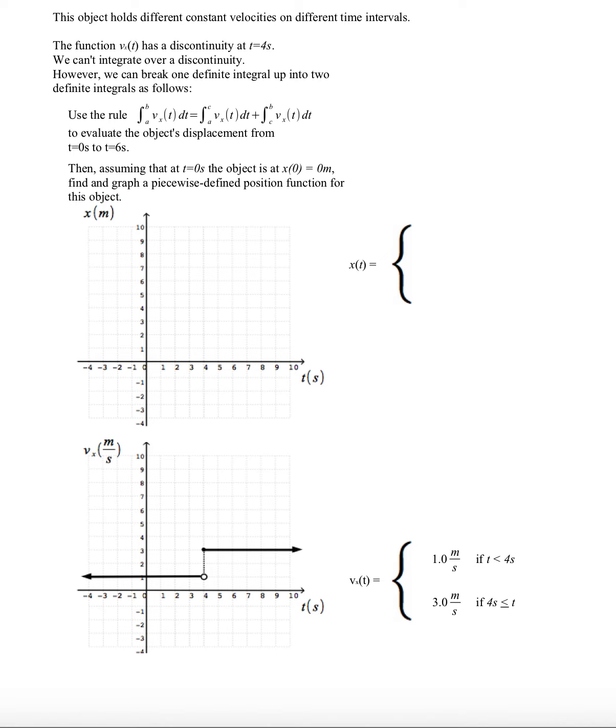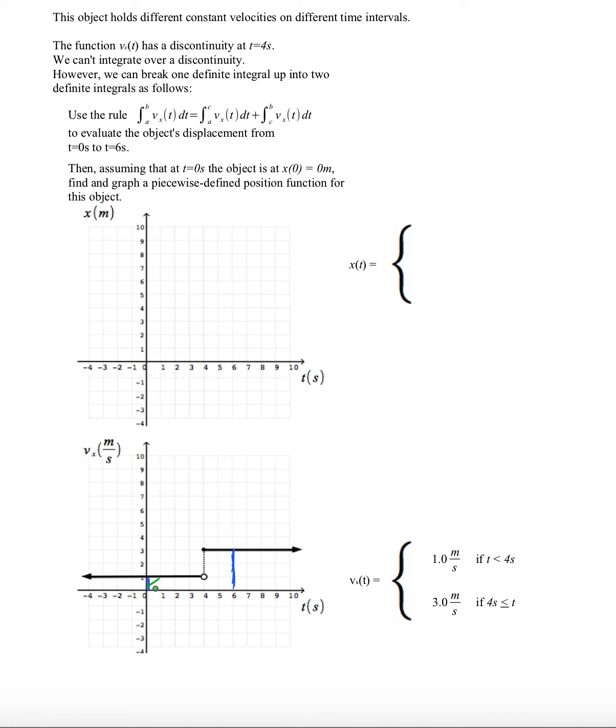And say we wanted to do a definite integral of this situation. Technically, we're not supposed to integrate over a discontinuity. However, it is valid to break a definite integral up into two definite integrals using the formula shown here. So first of all, let's try to do the definite integral for going from t equals 0 to t equals 6.